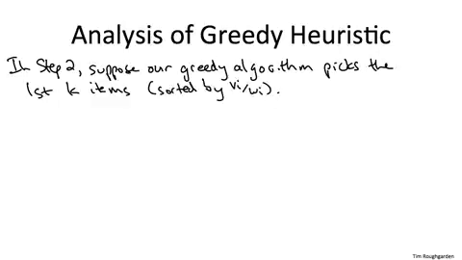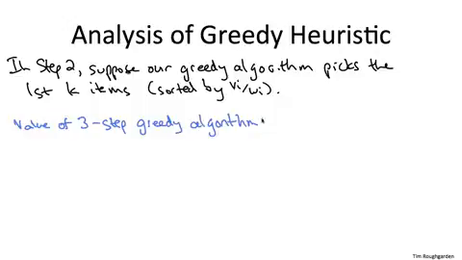So here's the cool part. Remember, we added this step 3 to our greedy algorithm so that it considered two different candidate solutions and picked the better of them. The first candidate solution was just the outcome of step 2. So therefore, we can definitely say that the output of our 3-step greedy algorithm is at least as good as the total value of these first k items chosen in step 2.